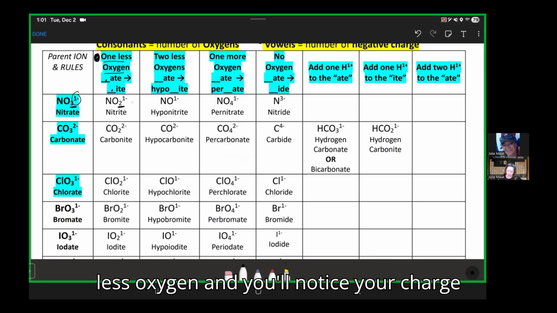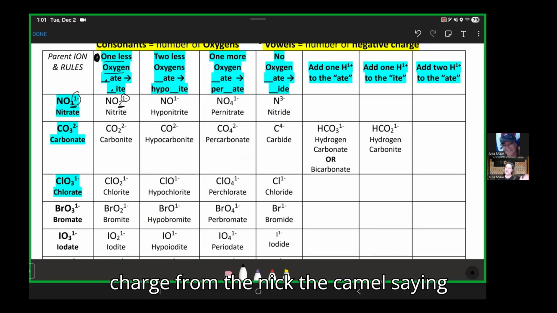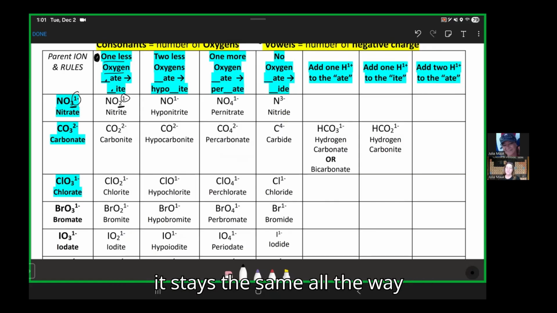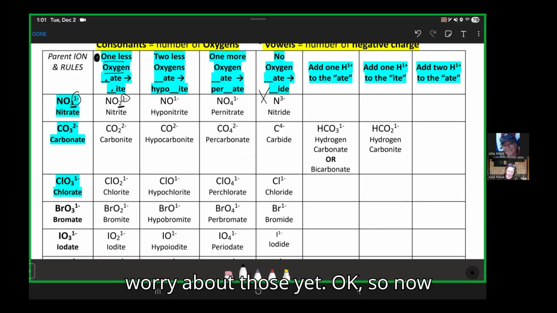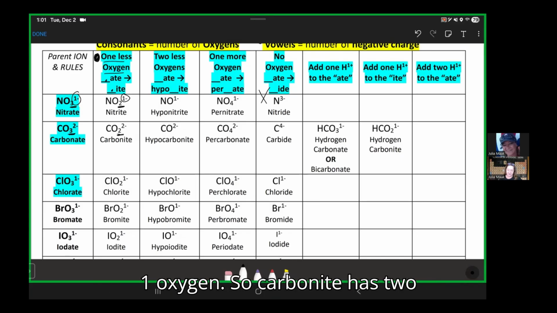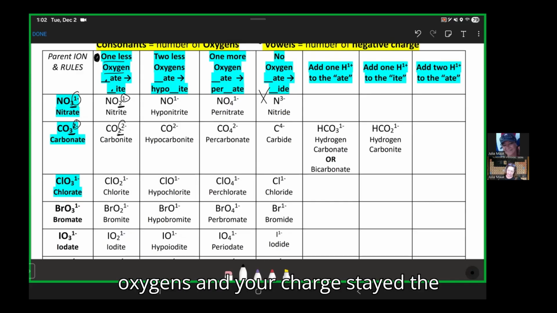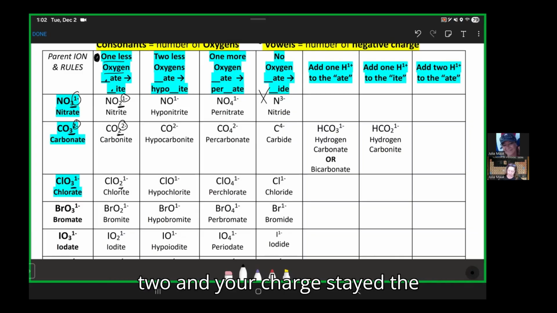And you'll notice your charge stayed the same. So you know your charge from the Nick the Camel saying, it stays the same all the way through, okay? Not over here, but don't worry about those yet, okay? So now carbonate has 3 oxygens, lose 1 oxygen, so carbonite has 2 oxygens, and your charge stayed the same. Chlorate has 3, chlorite has 2, and your charge stayed the same.